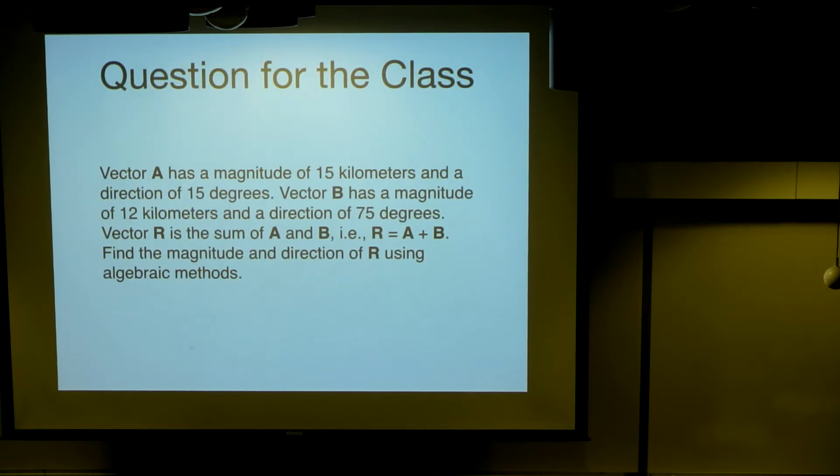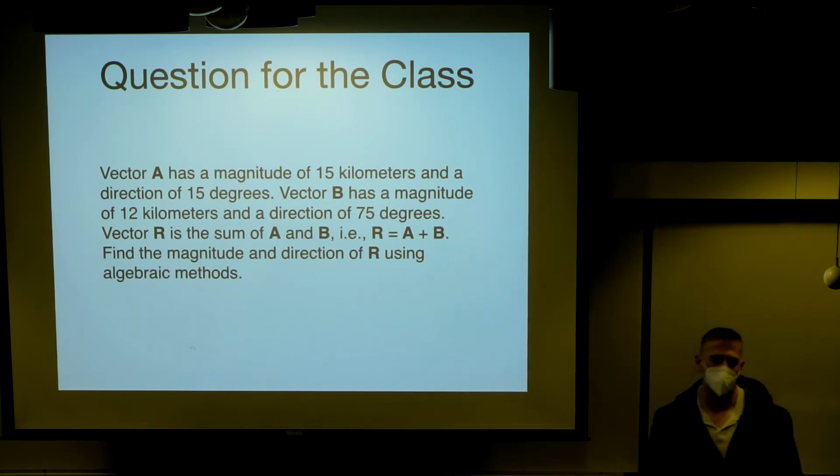Okay. Do you remember this example? We have vector A with a magnitude of 15 kilometers in a direction of 15 degrees. We had vector B with a magnitude of 12 kilometers in a direction of 75 degrees. Vector R is the sum of A and B. What we want to do here is find the magnitude and direction of that resultant vector. Remember, we did this last time using graphical methods, by just drawing a picture, right? This time I want you to try it out by actually making the calculation, okay? You guys see what I mean?